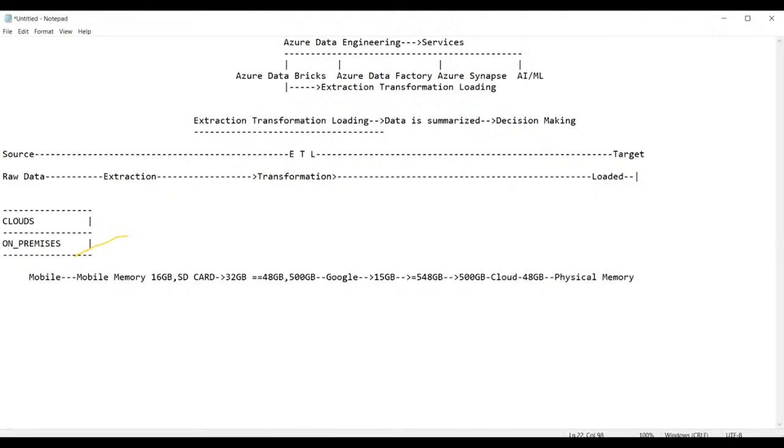Am I right, guys? Google memory is called what? Cloud memory, cloud data memory. Whereas the physical memory of your mobile phone, we can refer to as on-premises memory. Am I right, guys?